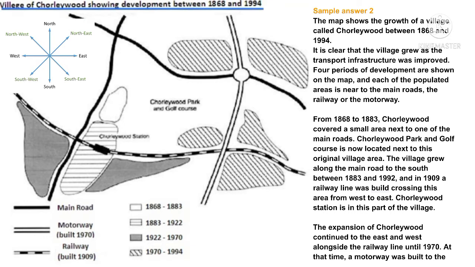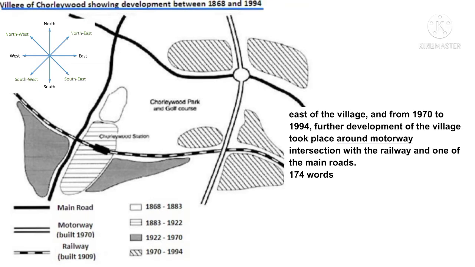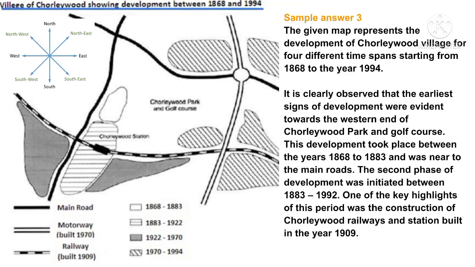The village grew along the main road to the south between 1883 and 1922, and in 1909 a railway line was built crossing this area from west to east. Chorleywood Station is in this part of the village. The expansion of Chorleywood continued to the east and west alongside the railway line until 1970. At that time, a motorway was built to the east of the village, and from 1970 to 1994, further development of the village took place around motorway intersection with the railway and one of the main roads. 174 words.